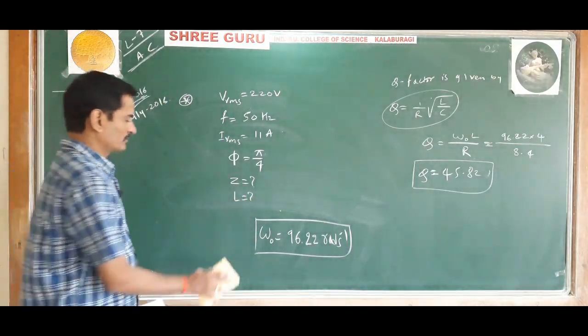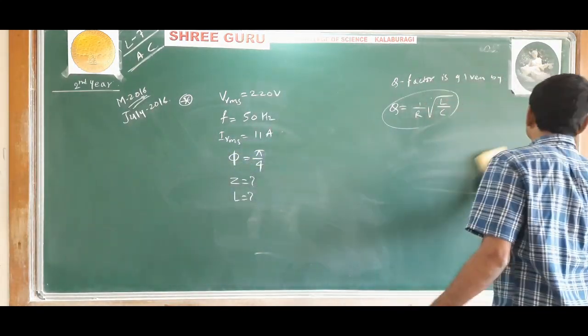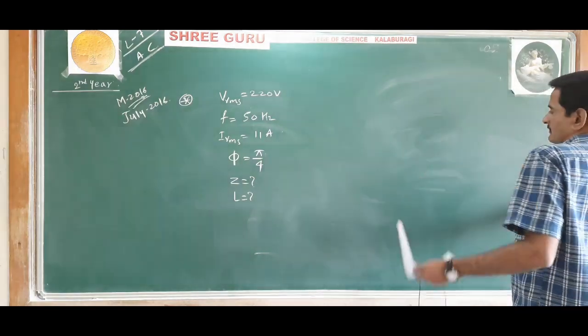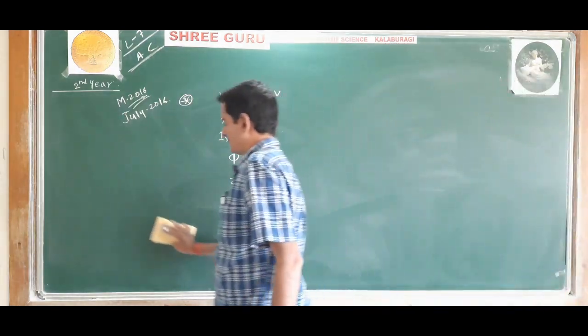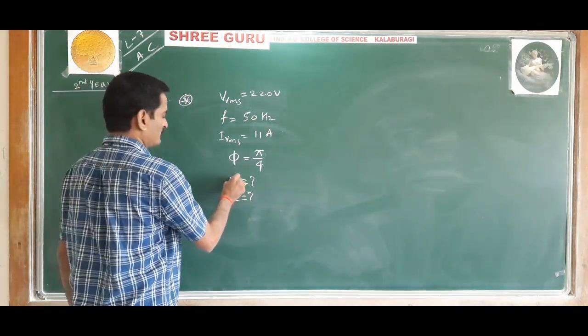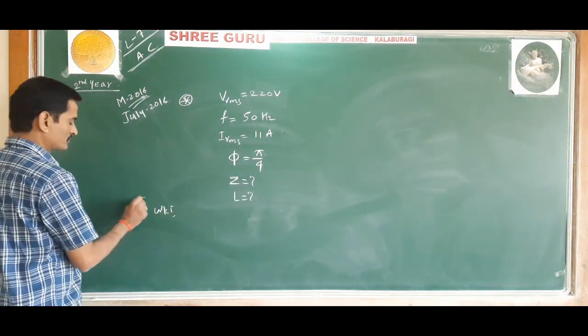Okay. So read the question properly, then we can understand what we have to find. Okay. See here, Z. First we have to find the Z. So we know that solution.